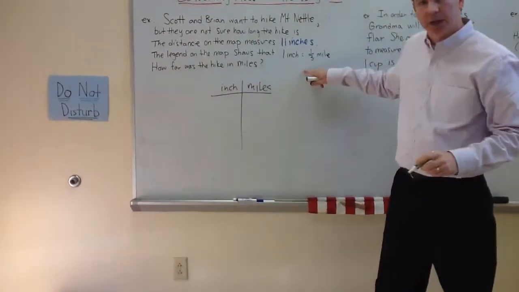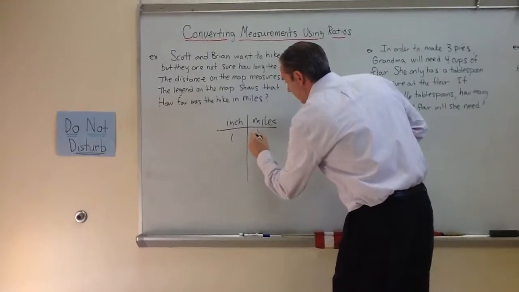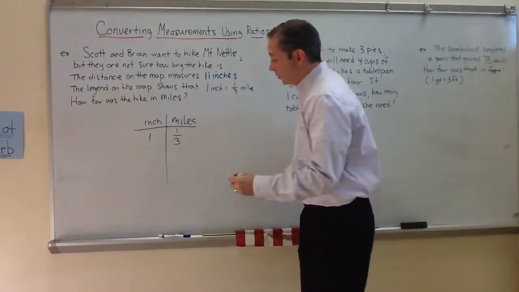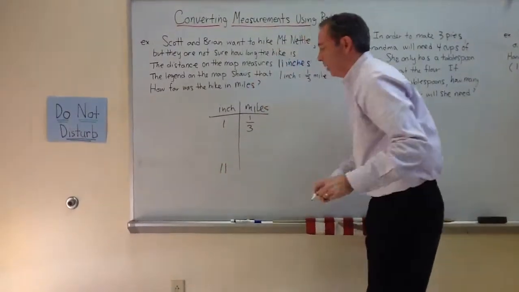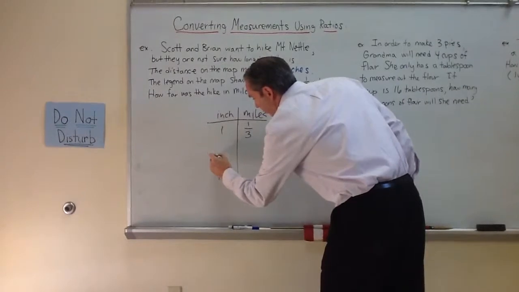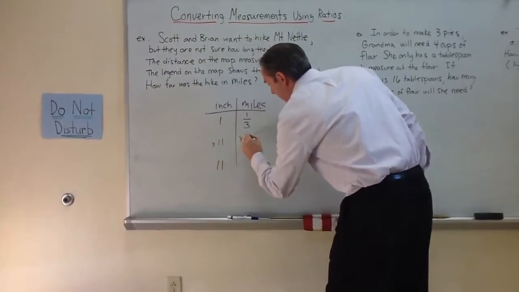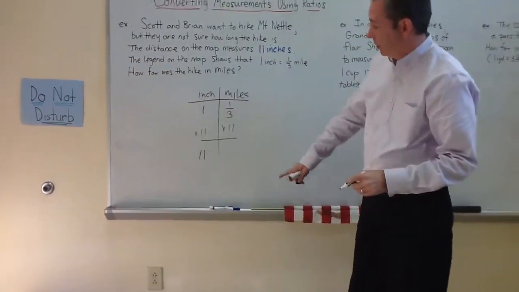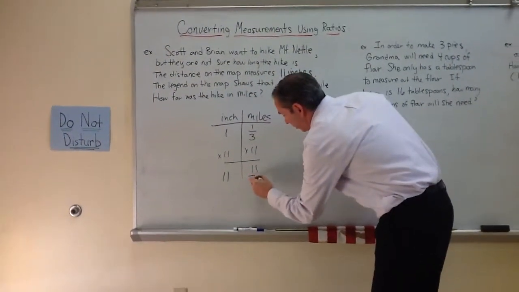And our conversion factor tells us 1 inch is 1/3 of a mile. Now we want to know how far 11 inches is. So how far in miles is 11 inches? We know to get from 1 to 11 we just multiply by 11. So if we multiply both sides by 11, we know that 11 inches is 11/3 of a mile.